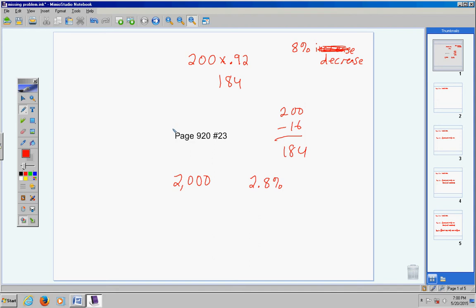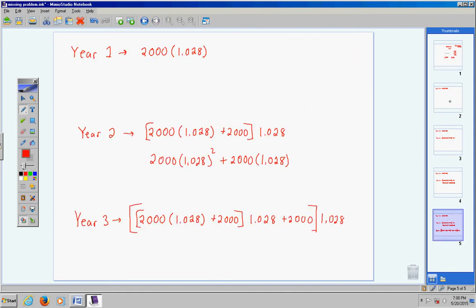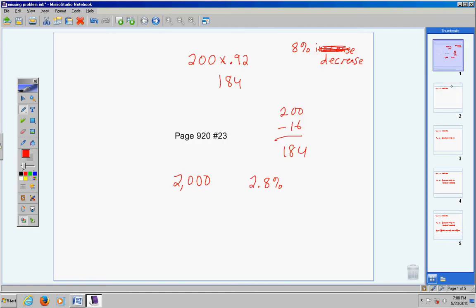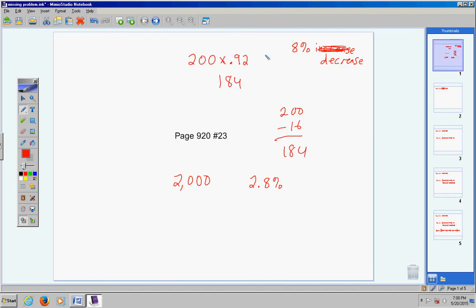Now, if you want to do this 1 year at a time, you can do that, but it will take you a little bit of time. So I have a better suggestion for you. Let's just take a look at the first year, second year, third year, and see if we can look for a pattern. So see if this makes sense. The first year, $2,000 was invested.